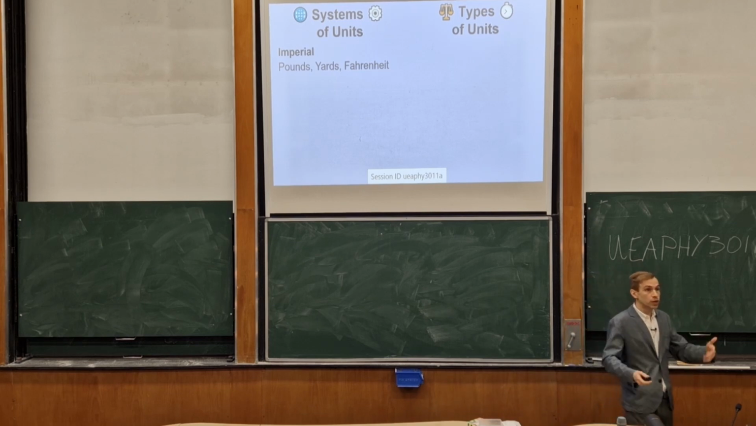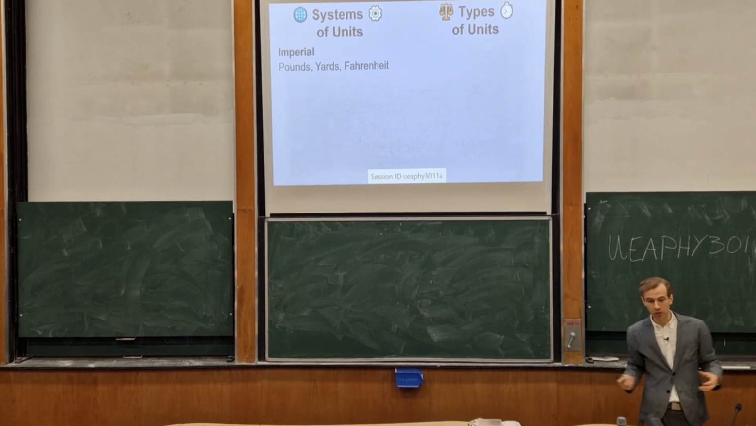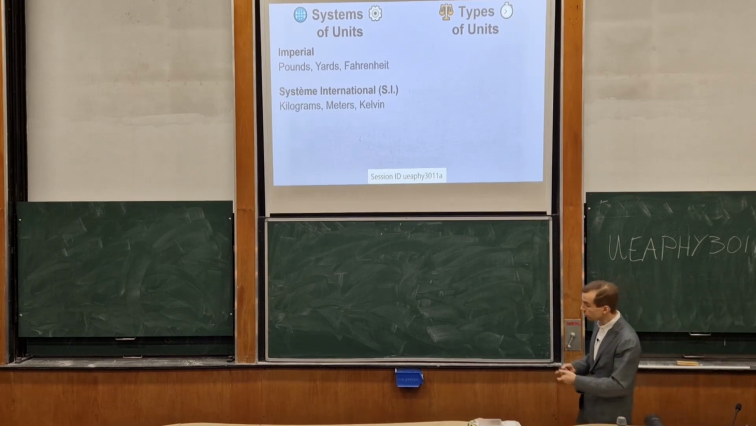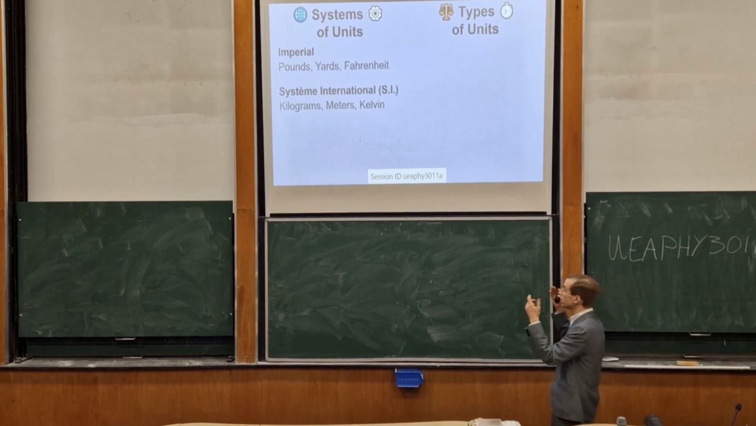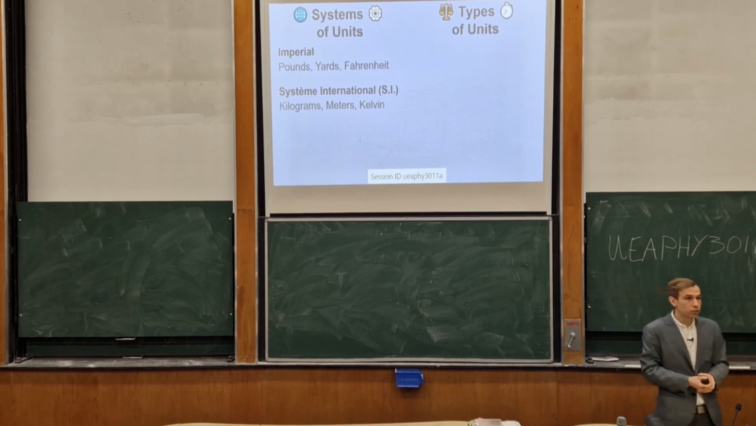The system of units that we're going to use in physics, and which is almost universally used in science, is what's called the SI system. So this is whenever you're using kilograms, meters, and Kelvin. And there are several other units, but those are just a few examples.